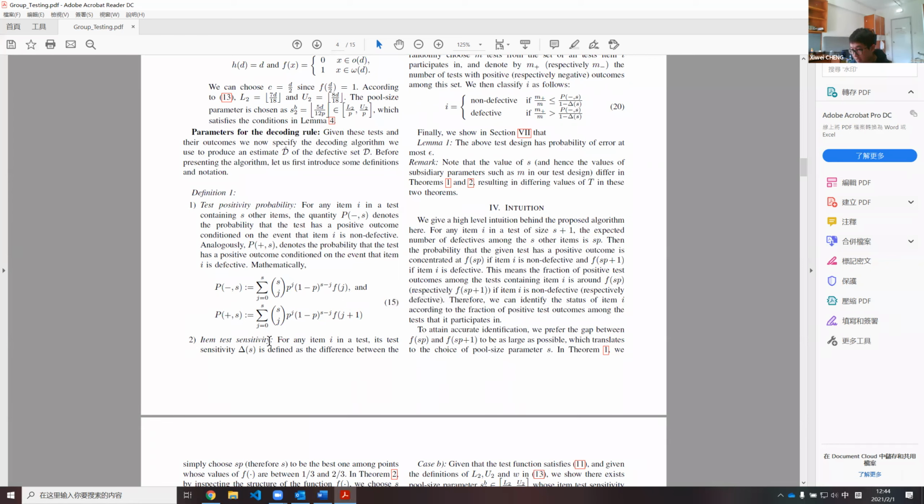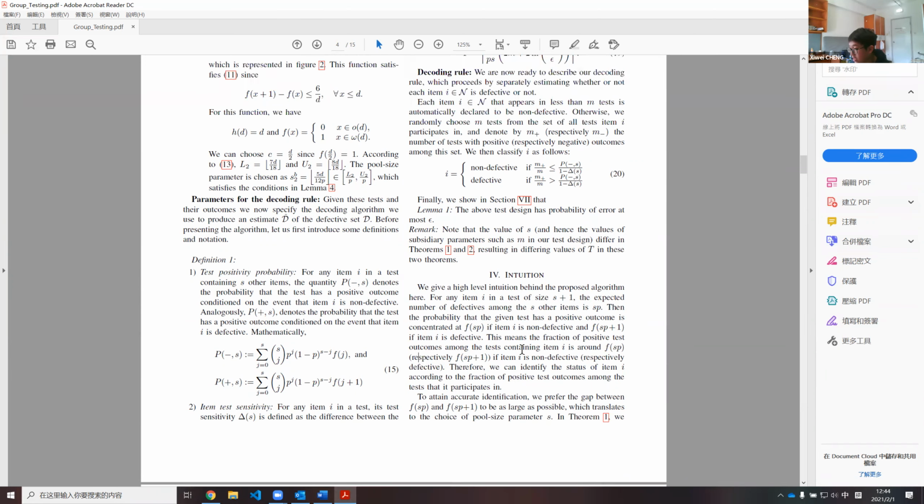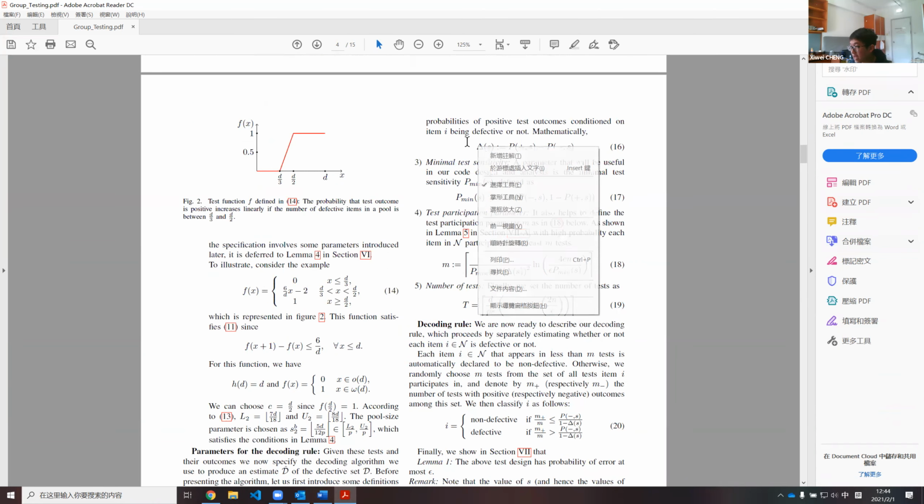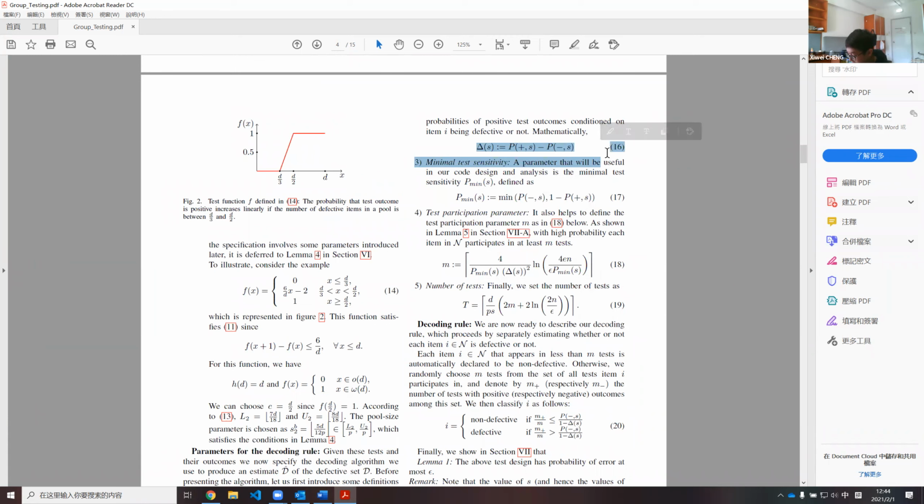Then the item test sensitivity is defined as the difference between P plus S and P minus S. Intuitively, we try to make the delta larger in order to identify the items more easily with smaller error. And minimal test sensitivity guarantees a tempered positive or negative probability. We will discuss more on it later.